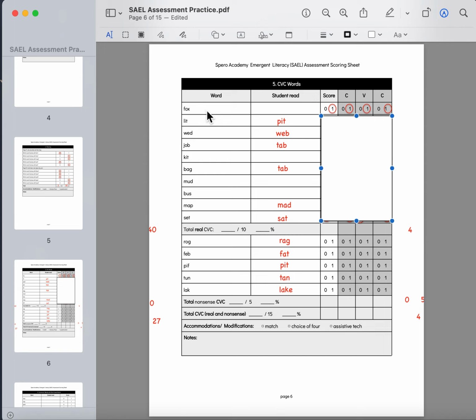So for the first one, the word was fox, and they got it correct. So I am going to circle ones for that initial consonant blend, that medial vowel sound, and that ending consonant. So they got 1, 1, 1. I've got a spinny wheel of death here, sorry.